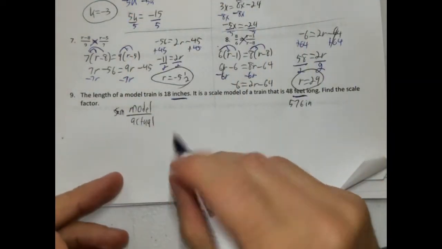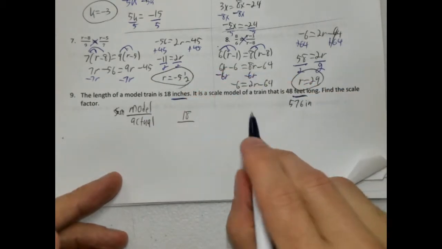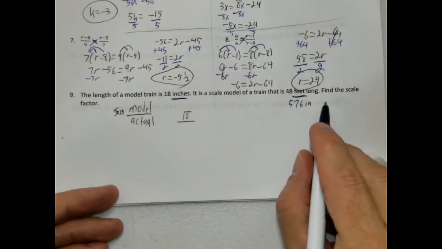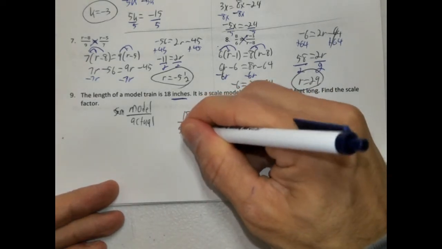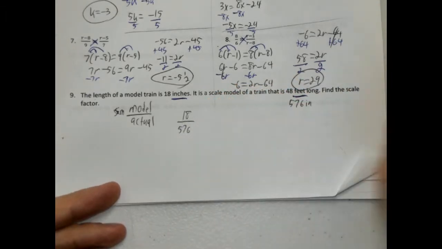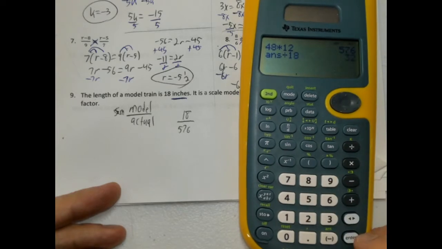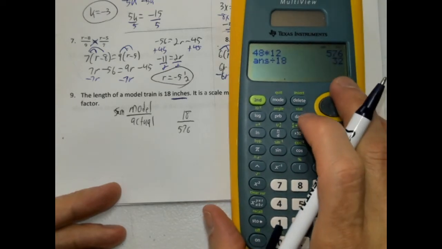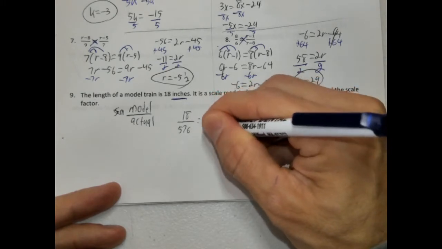Okay, and we're going to just go small over big. So the model is 18 inches long. The actual train is 576 inches long, and that's our scale. That's our scale factor. Now, can we simplify that? Let's see. Is 576 divisible by 18? It is. So we divide the top and bottom by 18, and we're going to get 1 over 32. So it's a 1/32 scale.